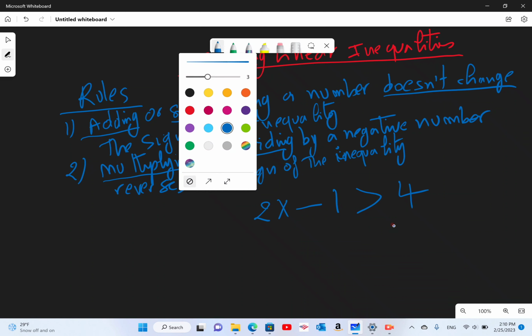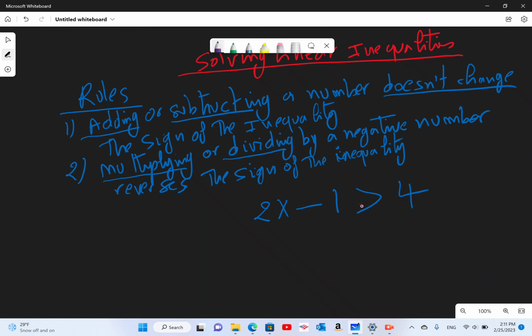Let's change the color here. Let's say we want to solve this example: 2x minus 1 greater than 4. Before we do that, let's first see how we solve this if it were a linear equation. Let's say we have 2x minus 1 equals 4, because all the steps that we do for solving linear equations, we do the same steps when we solve linear inequalities.